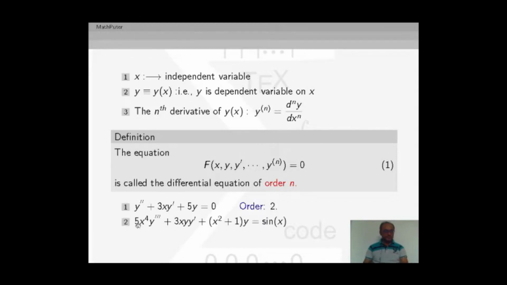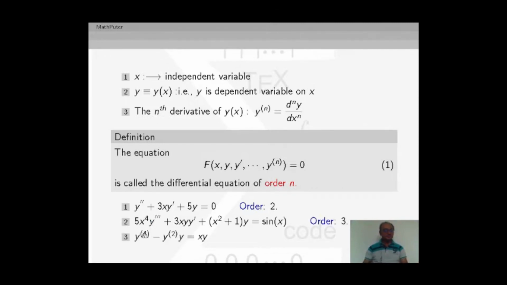The second example is 5x raised to 4 y triple dash, that means the third derivative of y, plus 3xy y dash, the first derivative of y, plus x square plus 1 into y equal to sin x. Again, to find the order, we find the highest order derivative term, which is third order. So the order of this differential equation is 3.